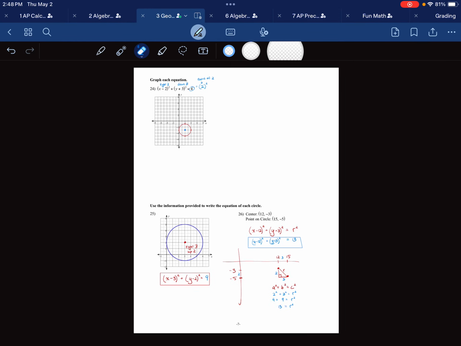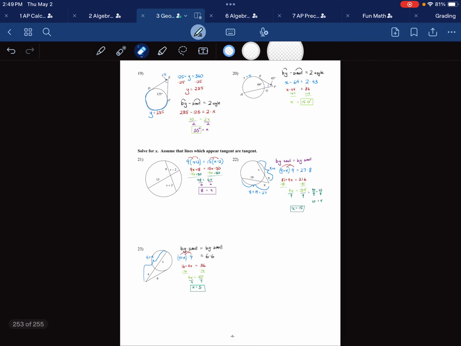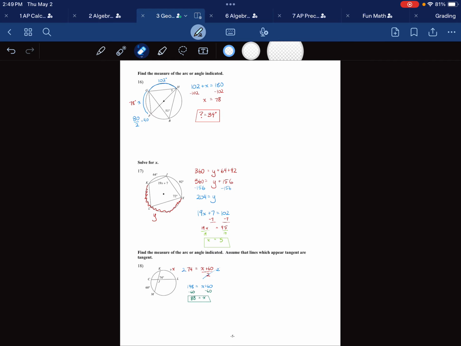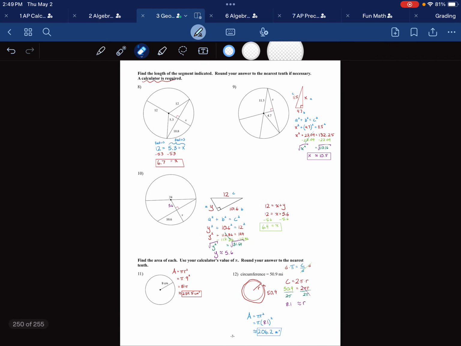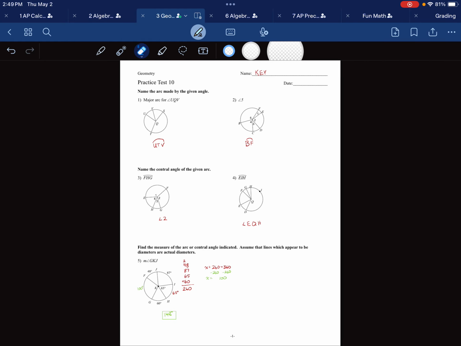All right, and that does conclude all of the practice tests for geometry. So let me go through all the pages so you have the answer key. There's page 7, page 6, page 5, page 4, page 3, page 2, and page 1. That concludes Geometry's practice test 10.